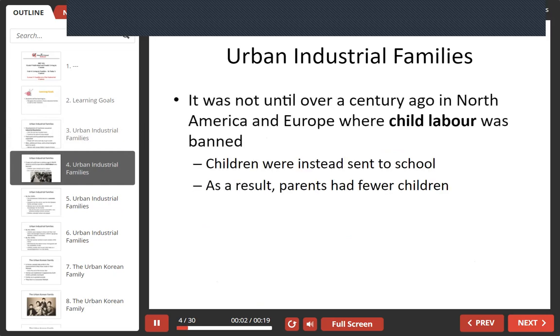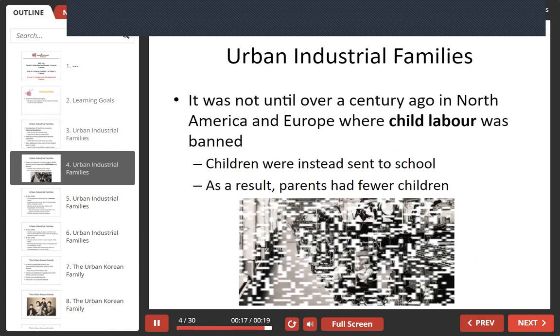It was not until over a century ago in North America and Europe that child labor was banned, and children were instead sent to school. As a result, parents had fewer children, because children before that were seen as economic necessities.